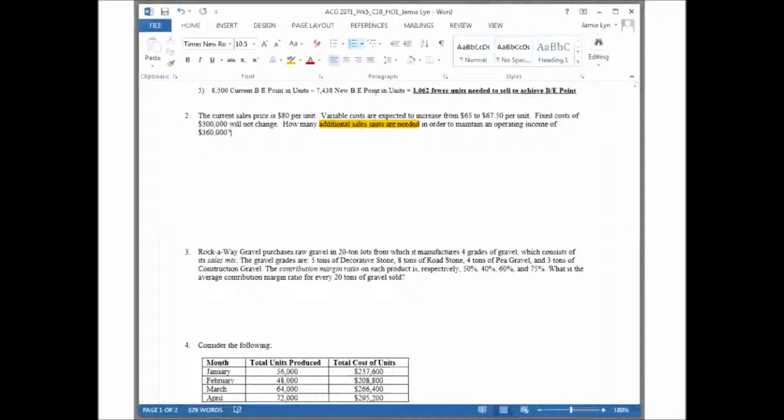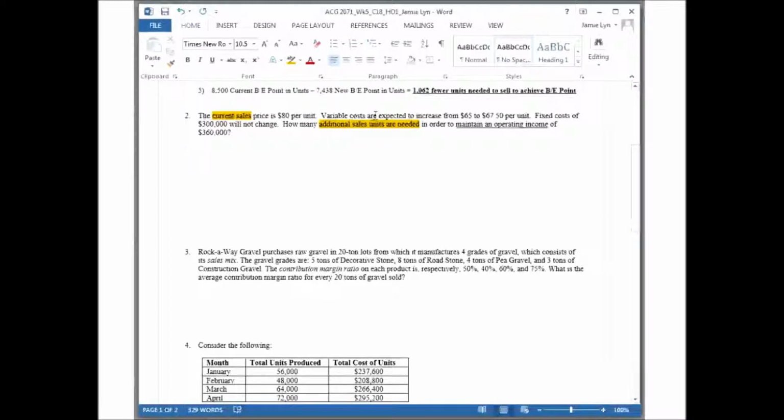The other portion of this section says, in order to maintain an operating income. So this is telling you that you have a target operating income that you're looking at. You're maintaining an operating income of $360,000. So maintaining an operating income means target operating income. So now you know we're dealing with target operating income. So we have current sales.